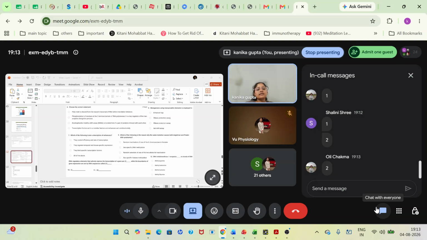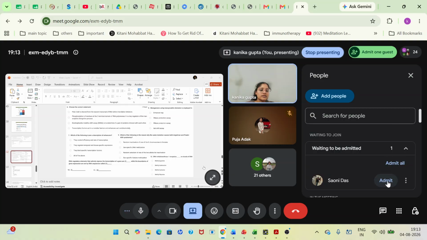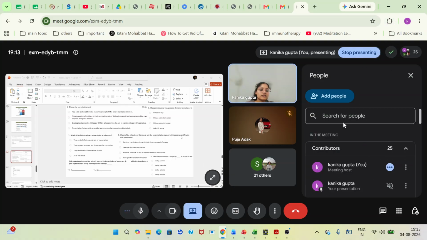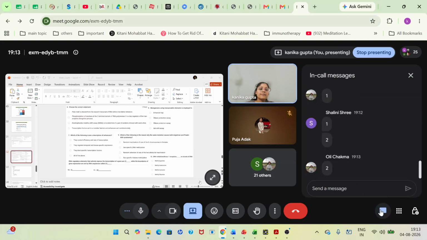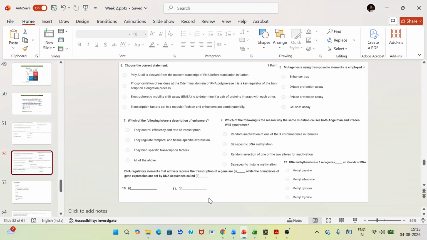Yes, it is sex specific DNA methylation. It is the sex specific DNA methylation which does that. Okay, next question.